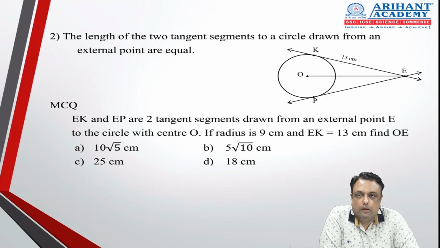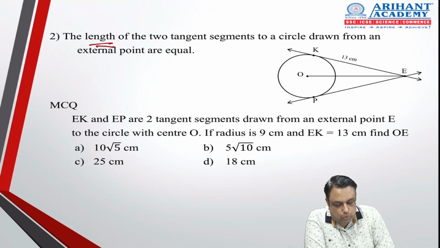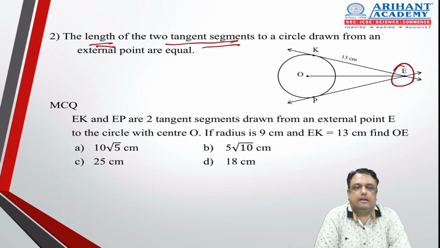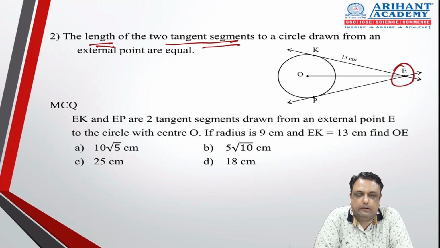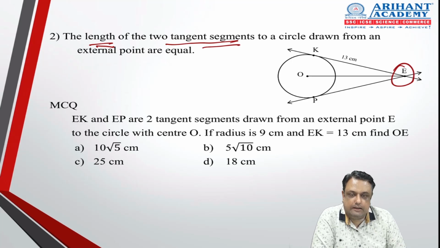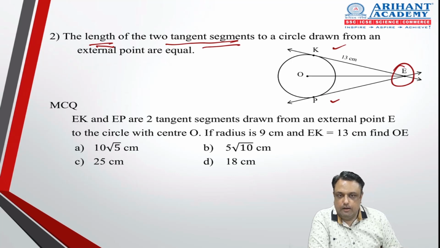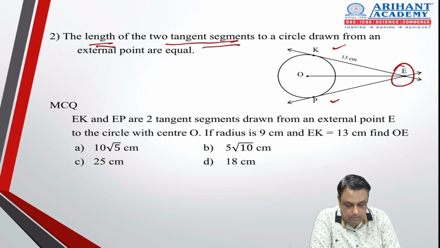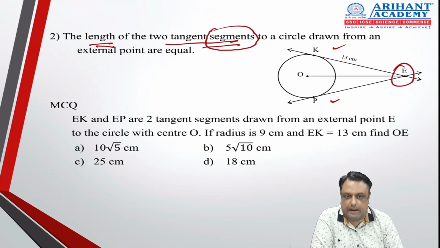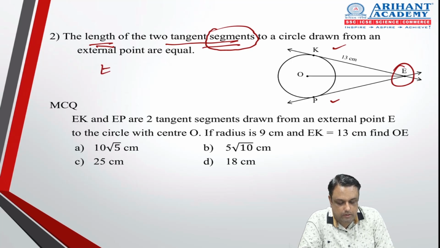Second point. The lengths of the two tangent segments drawn to a circle from an external point are equal. Here you see E is an external point. Can you see E is an external point? From point E you can draw two tangents. Can you see the two tangents? Which are the two tangents? EK and EP. This is one tangent, this is another tangent. EK and EP are the two tangents drawn from an external point E. Now the tangent segments are equal, that is EK and EP will be equal in length.